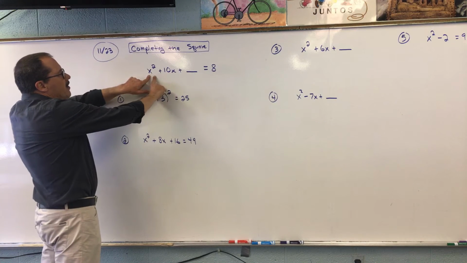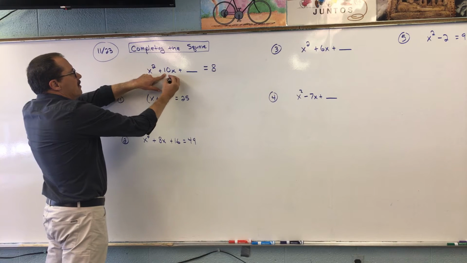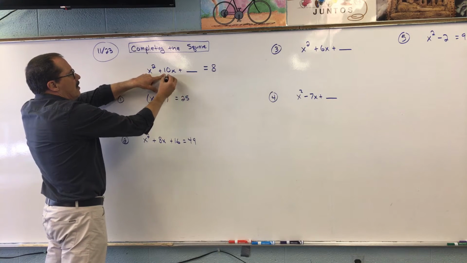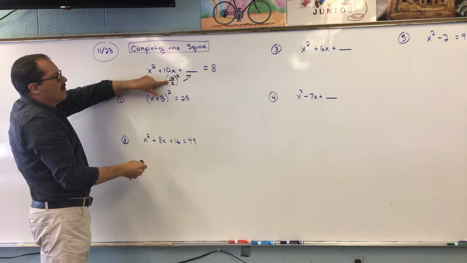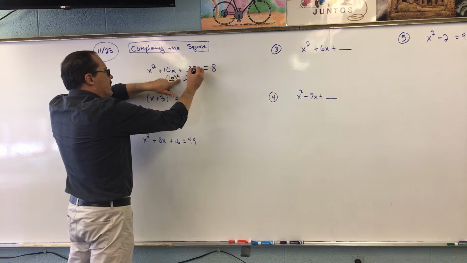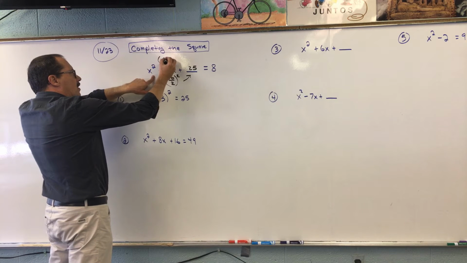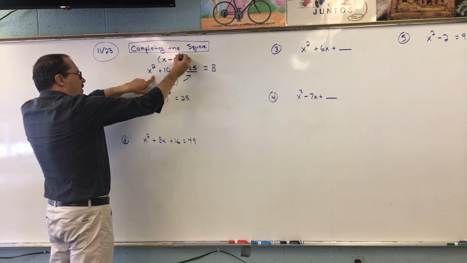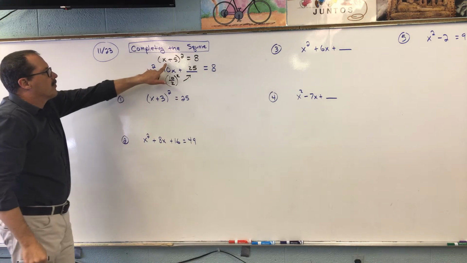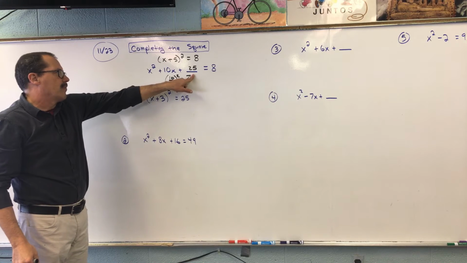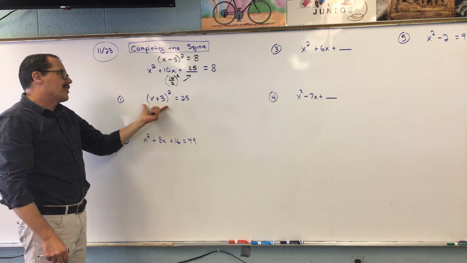If you remember, completing the square means you take half of this number, so that would be 10 divided by 2, which is 5, and then you square that to put in here. 5 squared is 25. So by completing the square, they mean for you to make this x plus 5 squared equals 8. I'll continue with that later, but remember that's how you complete the square, by putting the 25 in there.